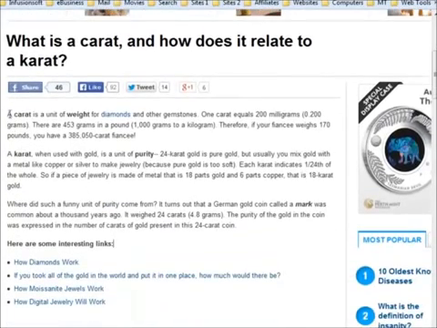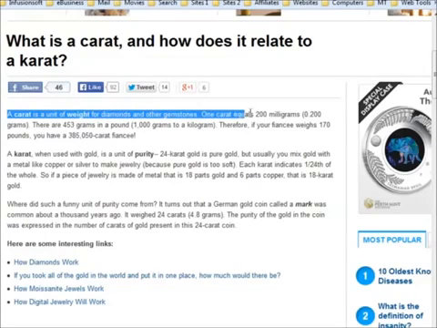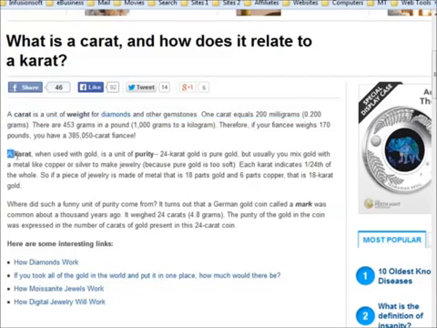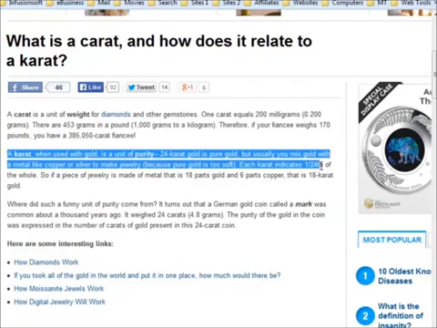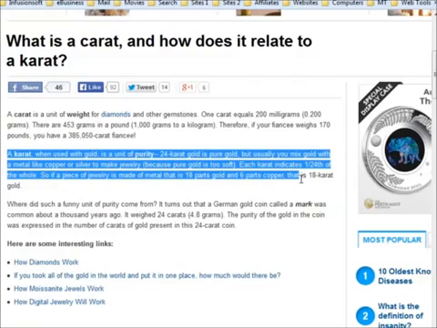And it says here, a carat with a C is a unit of weight for diamonds and gemstones. 1 carat is equal to 200 milligrams. And carat with a K, when used for gold, is for purity. 24 carats is pure gold. And usually you mix gold with a metal like copper or silver to make jewellery, because pure gold is far too soft. It gives an example here that if you have a piece of jewellery with 18 parts of gold and 6 parts of copper, it's regarded as 18 carat gold.